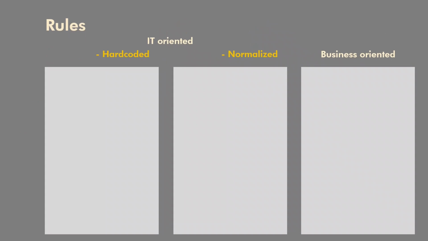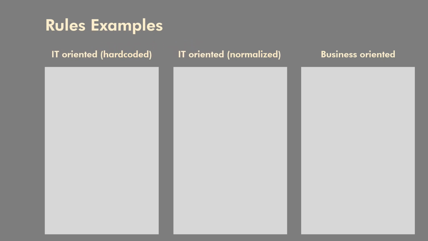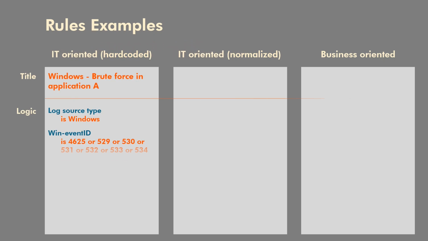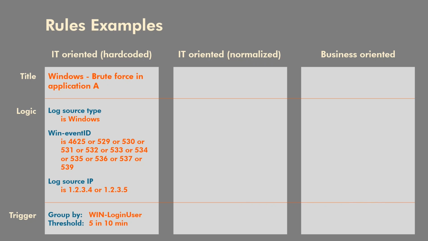Again, let's pick some examples. One IT hard-coded rule for possible password brute force would look something like this, where the rule logic focuses on specific conditions that only work for particular systems and vendors. If we follow this approach throughout the SIEM, each vendor would require its own set of rules to detect possible password brute forces. This approach is not desirable at all, as it will create a microenvironment each time a log source is onboarded. Instead, rules should be normalized.